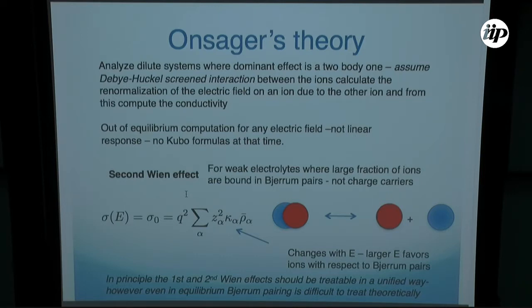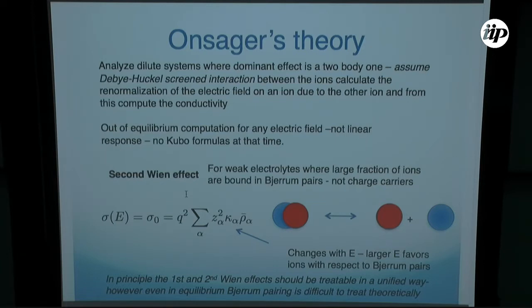He also assumes the Debye-Huckel screened interaction, because the problem with electrostatics, if you look at the virial expansion, is that because it's a long-range interaction, there's something slightly pathological about it. The virial expansion has fractional powers of the density in it. So he has to assume the Debye-Huckel screened interaction between the ions, and he calculates the renormalization of the electric field which is seen by the ions.